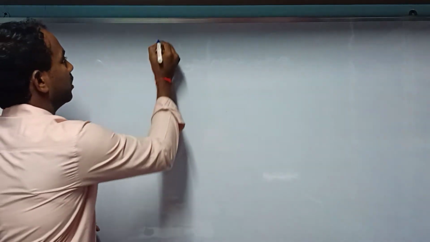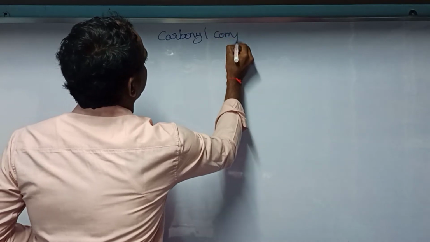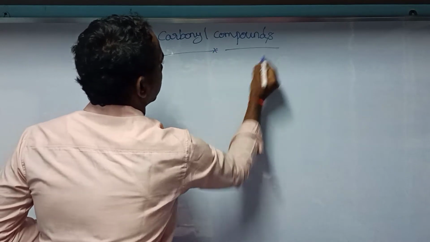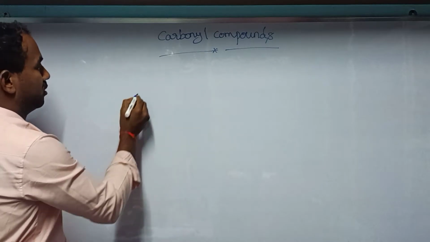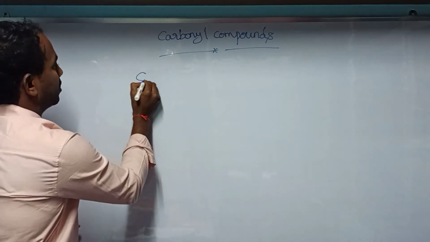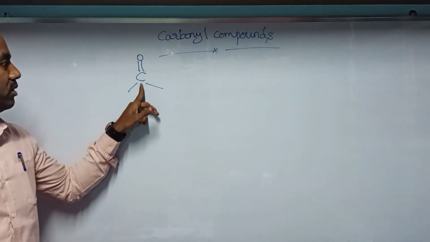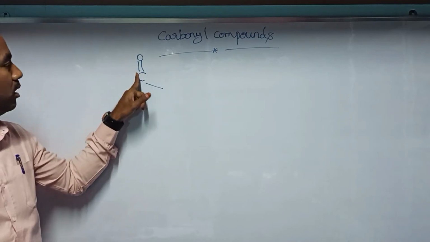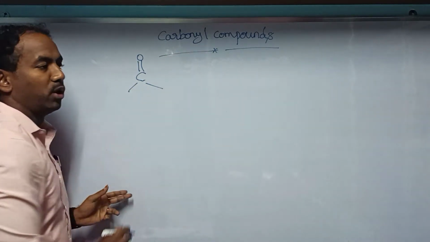So the current topic is carbonyl compounds. We will discuss carbonyl compounds. So first of all, what are carbonyl compounds? Carbonyl compounds means organic compounds which contain the C double bond O functional group, that is, the carbon atom is bonded to oxygen through a double bond. Then these organic compounds are said to be carbonyl compounds.